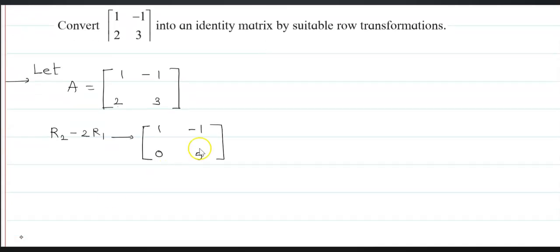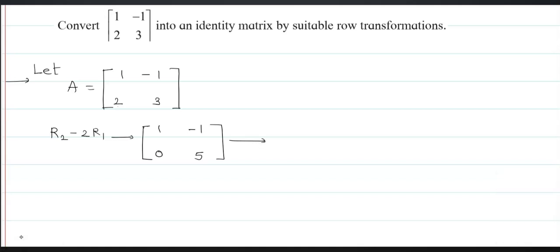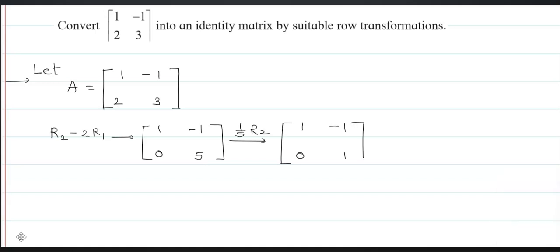Now we'll make this 5 a 1. And after making this 1, we'll make minus 1 a 0. To make this 5 a 1, we have the operation 1 upon 5 R2. Then we'll have 1 there. Next operation is 1 by 5 R2. Then you will get 1 minus 1 as it is. First row is as it is. Therefore, we write the first row. And the second row is 0, 1.